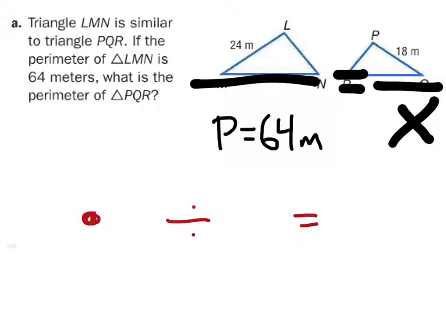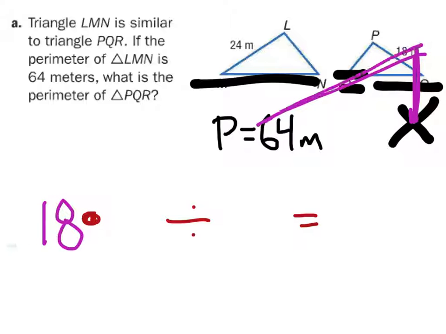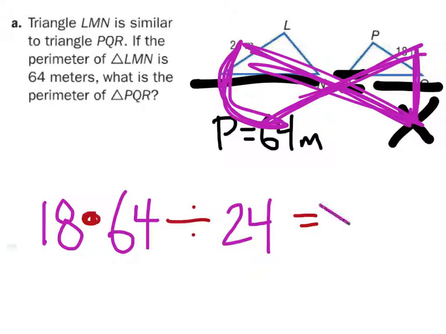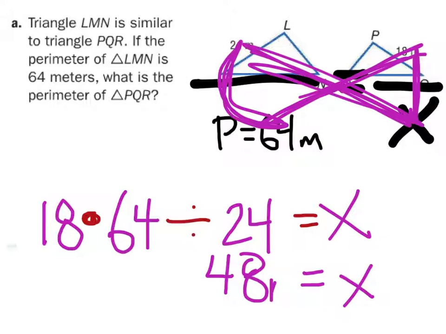So from here, let's go ahead and do the Fishy method. I'm going to start with the x. I'll go up to 18. It's my first number. I'm going to cross down here to 64. And some of you guys may have learned this in a different way, and it doesn't matter which way you do it, okay? And this next one, that was a 24. And that should equal my x, okay? So you can see the fish. I'm just going to plug that into a calculator because that's the easiest way. And I've shown my work right there. And as it turns out, x here is going to equal 48 meters.